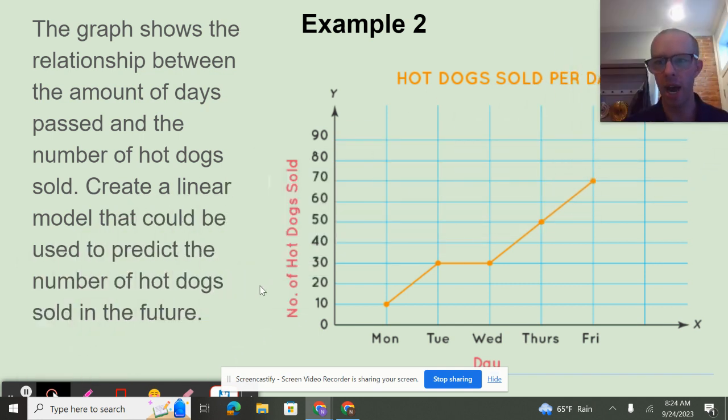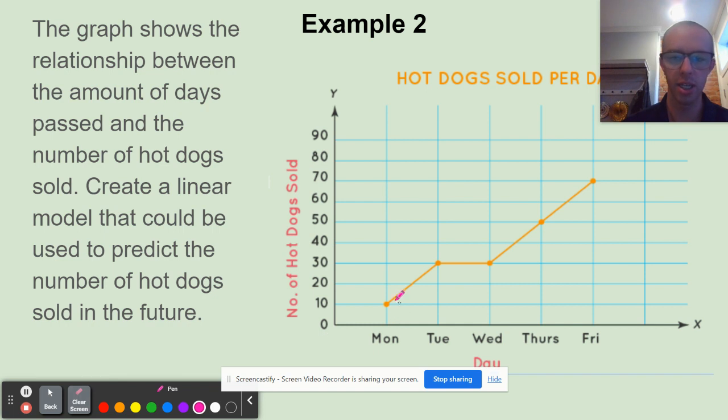Here we have a graph, and the graph is going to be kind of the same thing, where we see that this is nonlinear. Hopefully you understand why this is nonlinear. This is not a straight line, right? It's not moving at a constant rate. So we have nonlinear data.